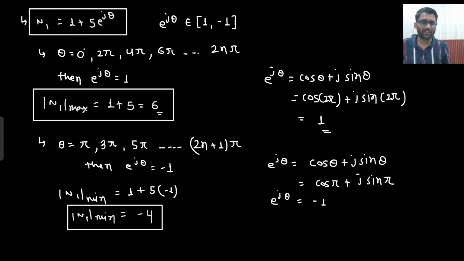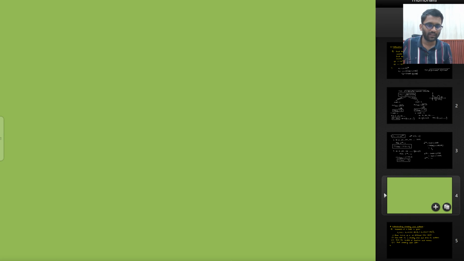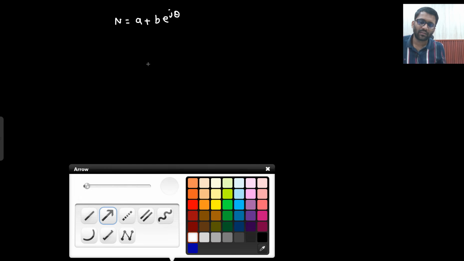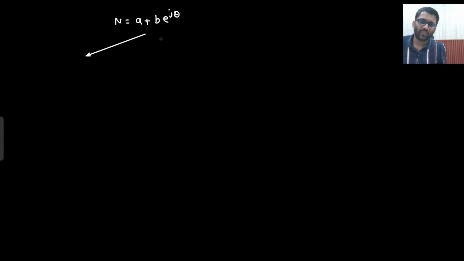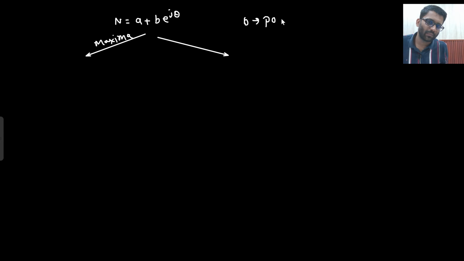So now I will write down this conclusion. What is the conclusion we are getting? That if a number is a plus b e to the power j theta, so maxima and minima, considering b is positive. Positive integer is not necessary. What should I write? Yeah, positive real number. I am considering b is a positive real number.